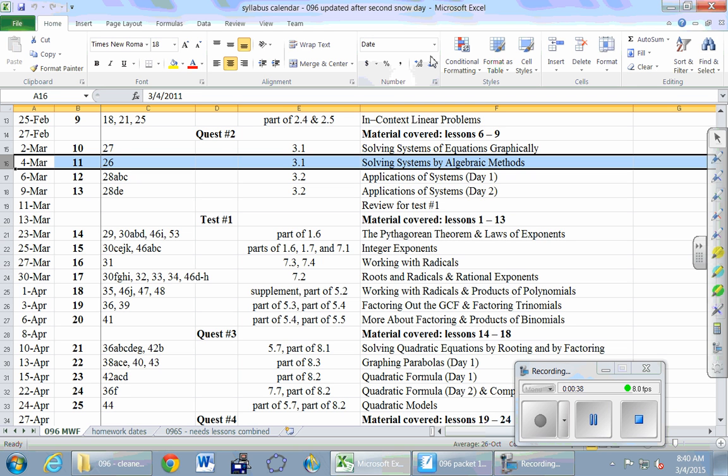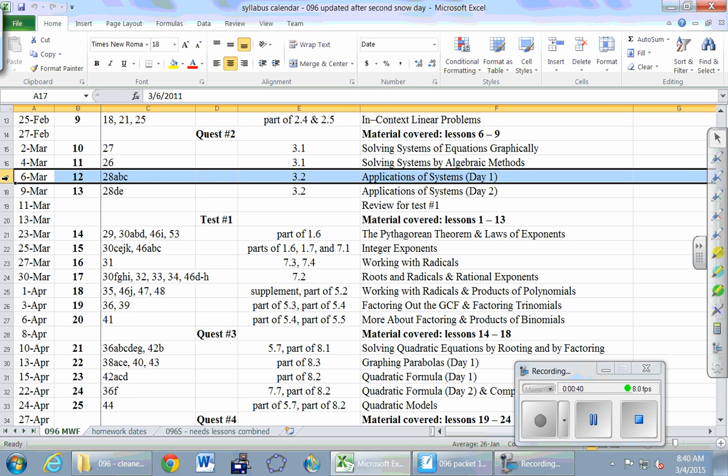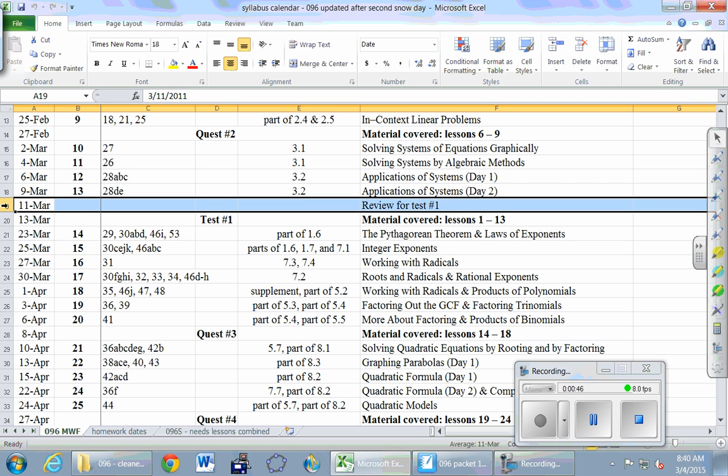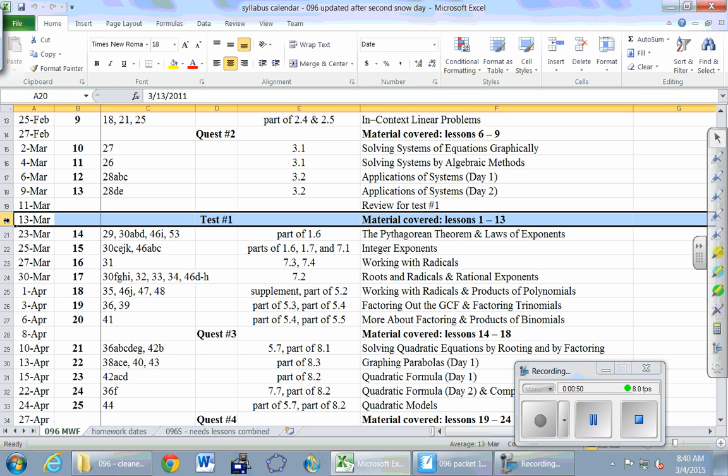And then coming up on Friday is our first of 2 days on applications of these systems of equations. So the second of those days is Monday, and then Wednesday we have our review day for test number 1, which is coming up on Friday.